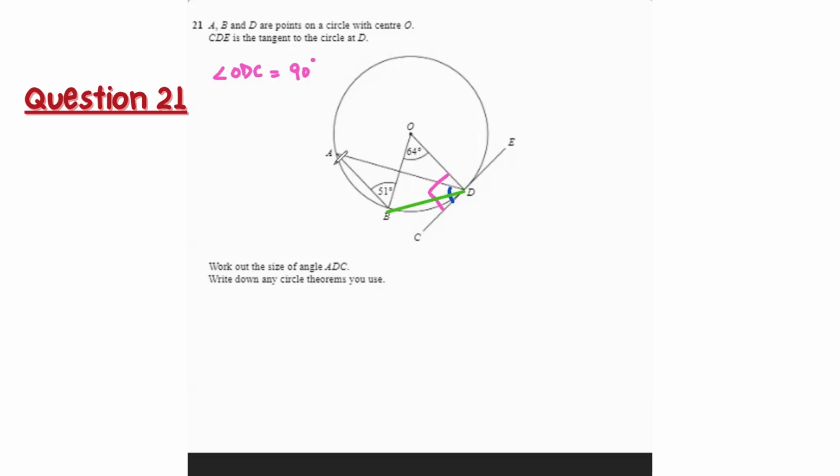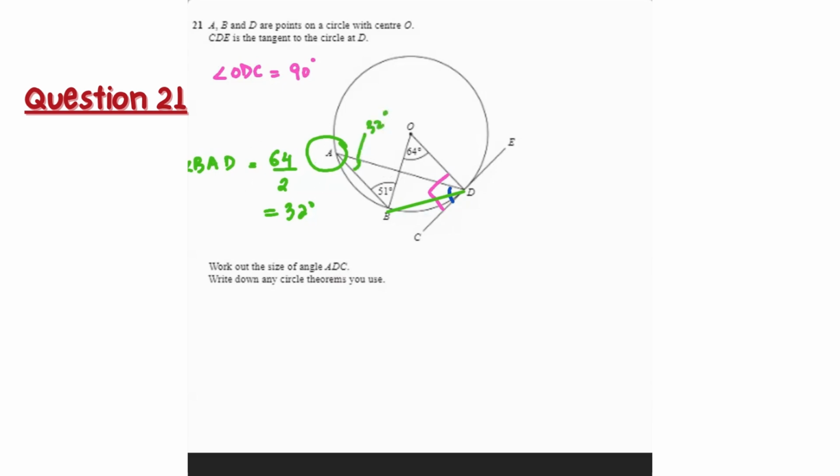If two angles are coming out of the same chord, one angle is at the center and one is at the circumference, the one at the circumference is going to be half of the angle at the center. So it's going to be 64 divided by 2, which is 32. This is your angle BAD. This is 32.